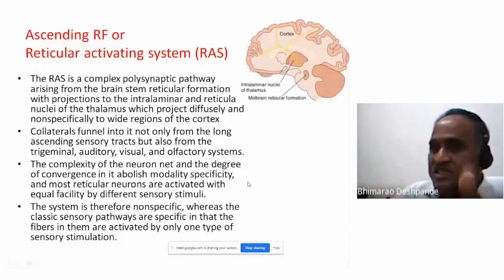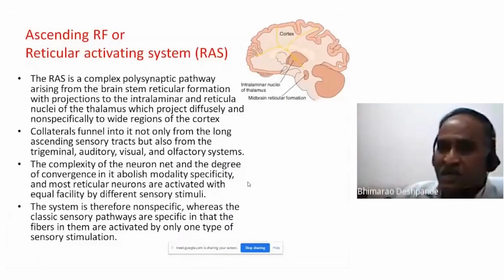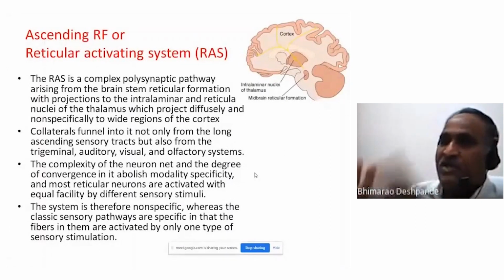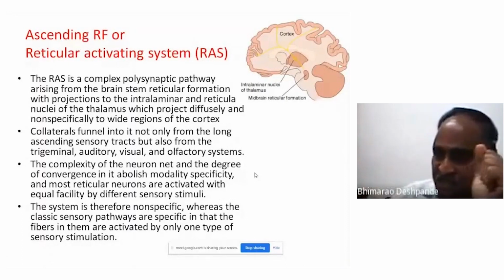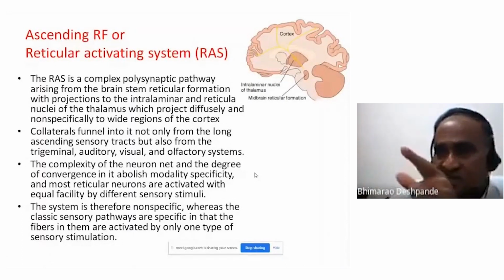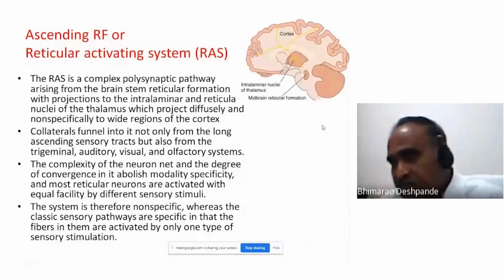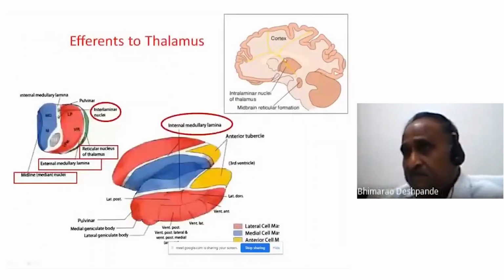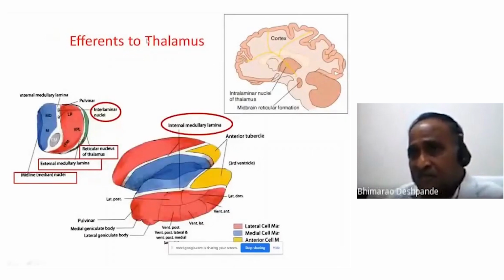Unlike the classic sensory pathways, where the touch is carried and the touch is meant, here nothing is known, you will not know anything. You will see only that you are awake. That is the function of the reticular activating system. Here is the projection. Maybe I will tell the next pathway, the efferents to the thalamus, the reticular system.